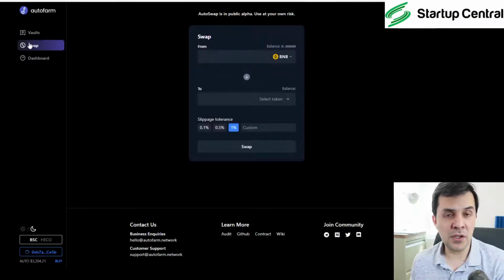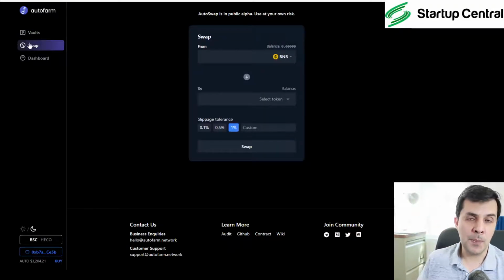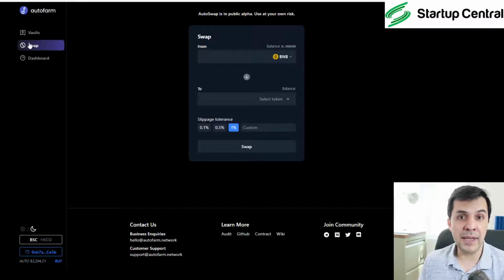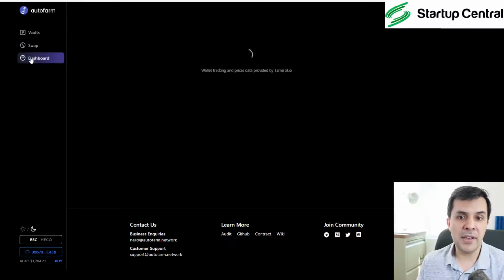Before this, you used to have to go to, let's say, PancakeSwap and trade one crypto for another. Now you can do it here. And the nice thing is that they find the cheapest way to trade. So they will go through PancakeSwap, ApeSwap, and many others to find the best price for your trades. And the last part is dashboard. Dashboard is where they provide you a visual representation of the investments you already have with them.